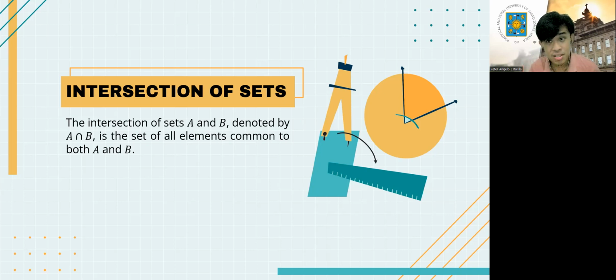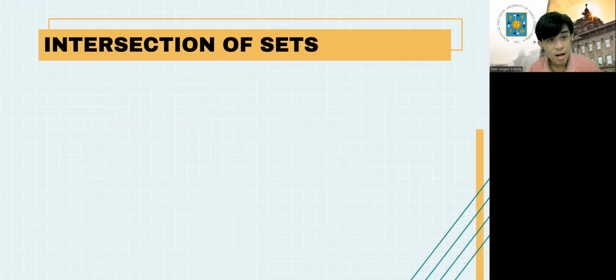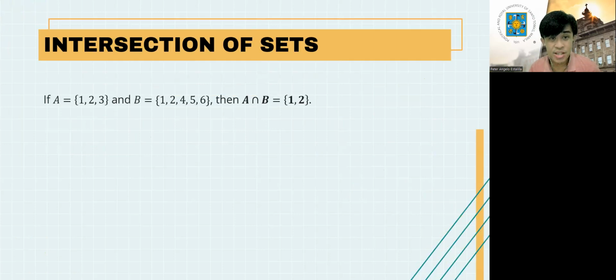Sige, for a better visualization, here's an example. So, if A is 1, 2, 3, same lang siya dun sa before, and then B is 1, 2, 4, 5, 6, ang intersection natin is 1 and 2. Bakit? Because 1 and 2 ay common sa kanilang dalawa. 1, 2, 1, 2. Yung 3, wala siya kay B. Yung 4, 5, and 6, wala siya kay A. So, 1, 2 lang tayo. Gets?